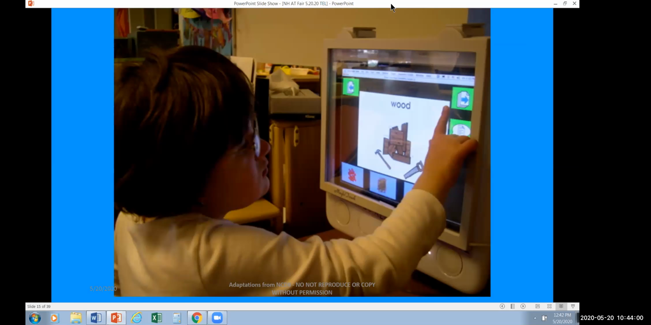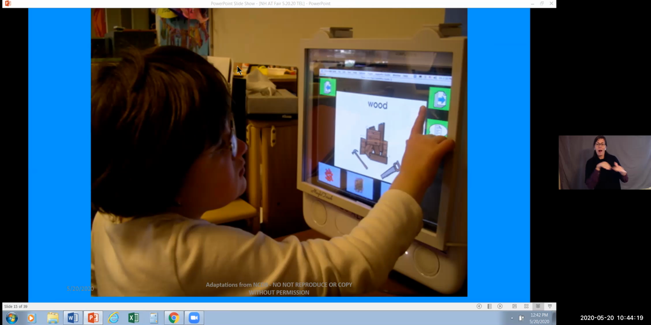So this is a student who you can see her access mode. She's got a really strong access mode related to vision. She's able to look at the screen, and she's able to, in terms of her motor skills, point and select what she wants. So again, if you looked at her access modes, I would say it's visual and motor at this point.